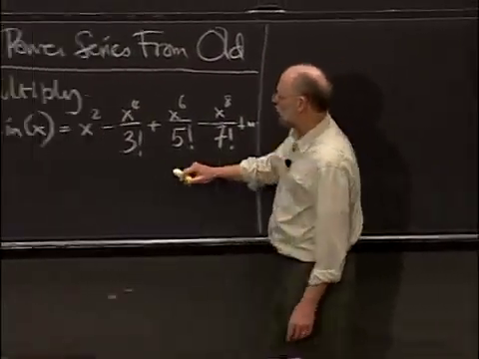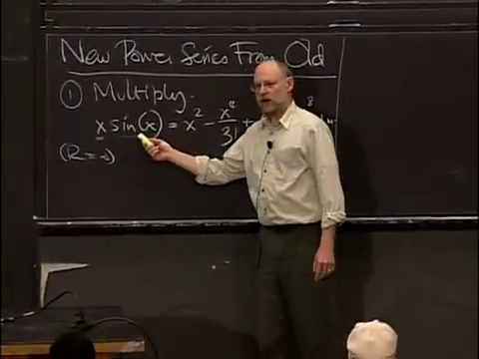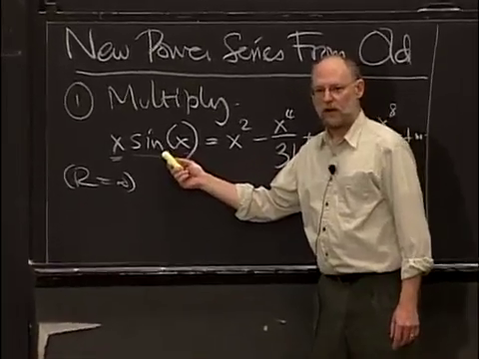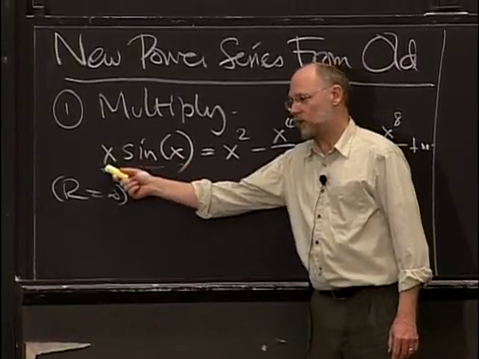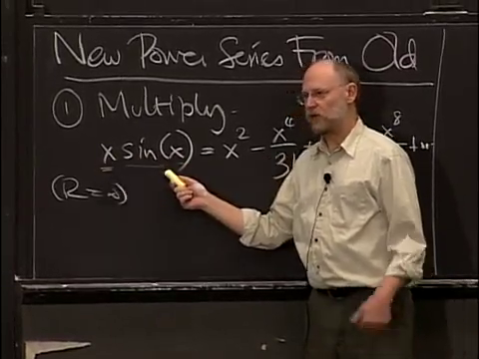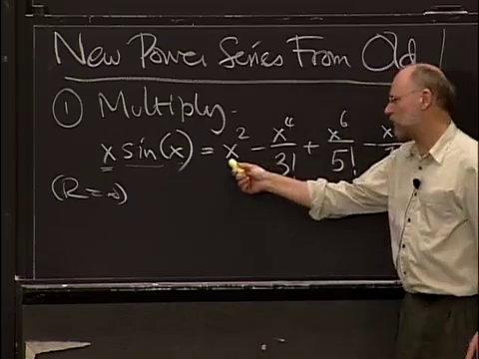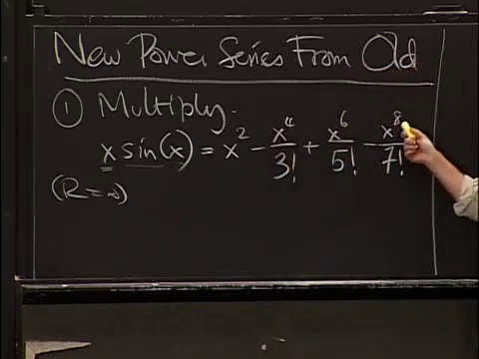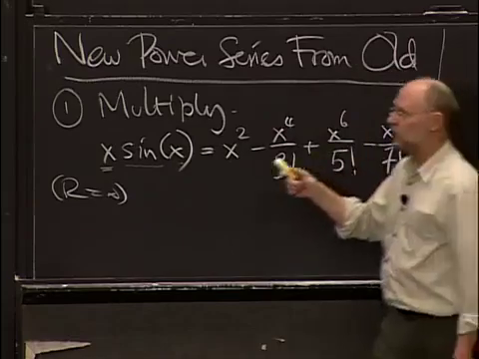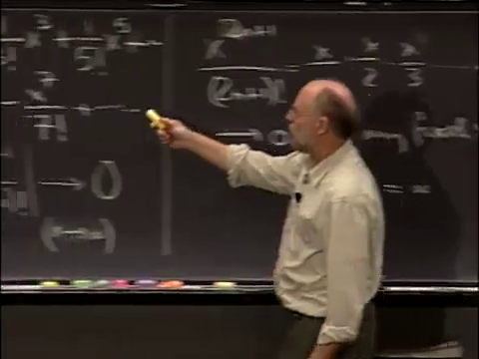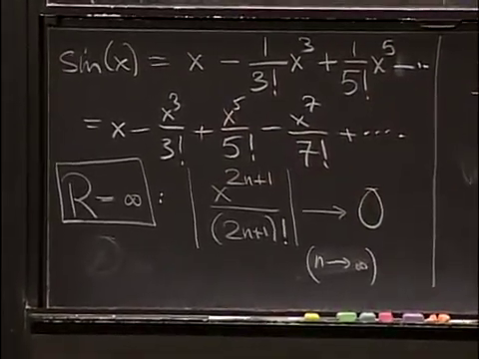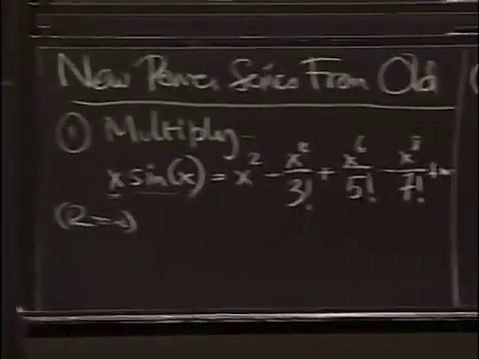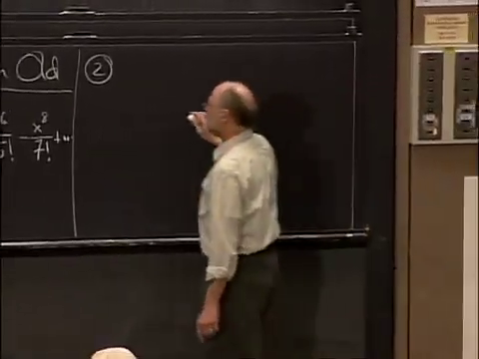Notice something, by the way. Do you know about even and odd functions? So sine is an odd function. x is an odd function. The product of two odd functions is an even function. And that's reflected in the fact that all the powers that occur in the power series are even. For an odd function like the sine, all the powers that occur are odd powers of x. That's always true. Okay, we can multiply. I can also differentiate.